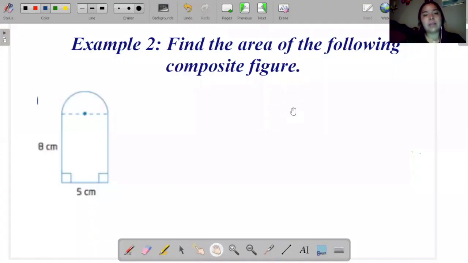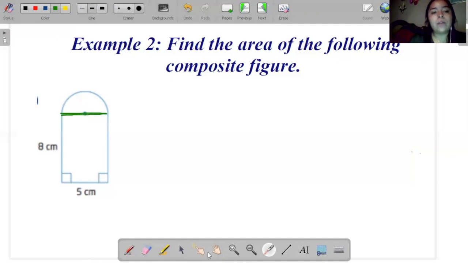Okay, so let's do another example. This is: find the area of the following figure. So here we have a composite figure. Let's divide this figure to make it into two different shapes. If I do this, I divide this figure into half of a circle and a rectangle. Now that I know what two figures make up this composite figure, I can find the area of each figure to find the total area of the whole thing.